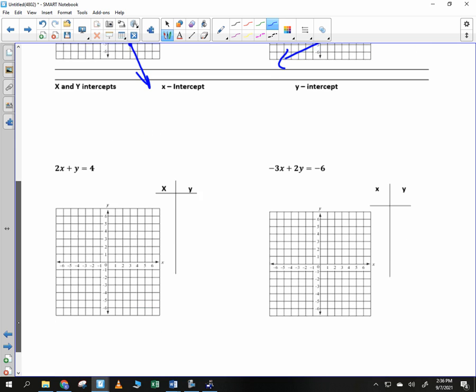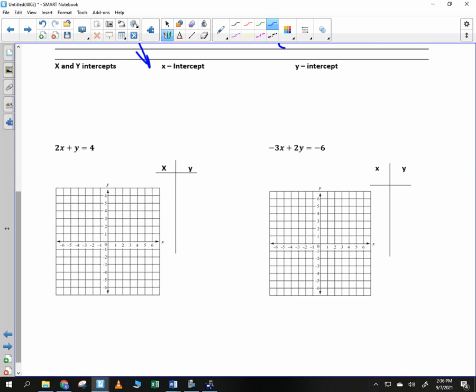You also want to be able to graph using x and y intercepts. A lot of students in your age group forget how to graph using x and y intercepts. I would say it is the most common way that I develop a graph, by looking at x and y intercepts. So let's talk about what that even means.